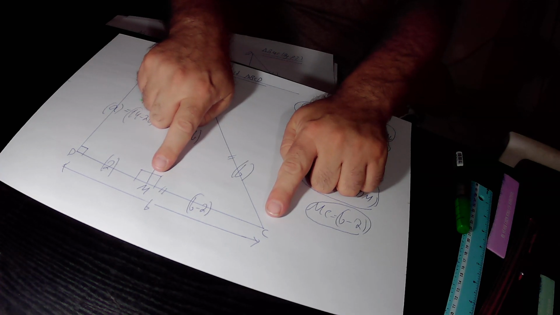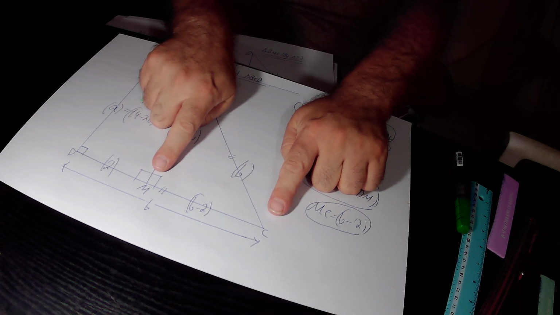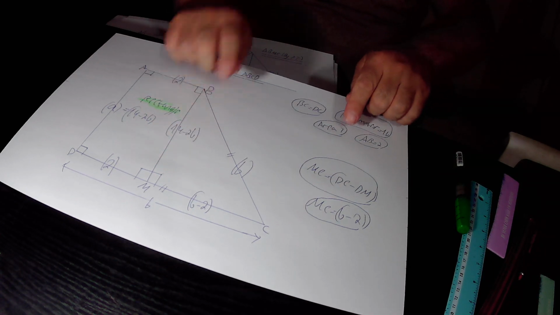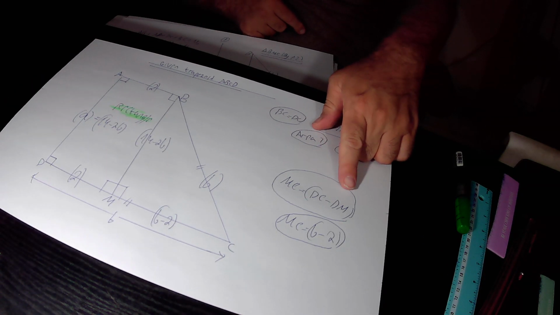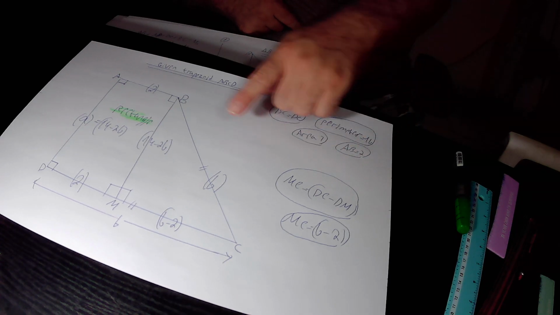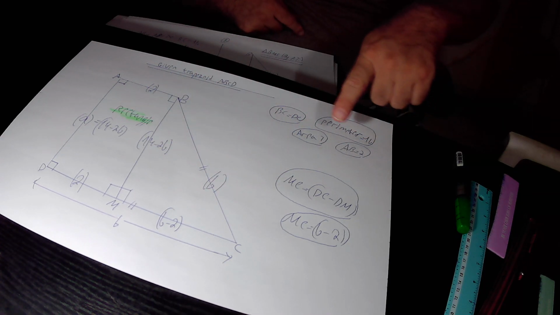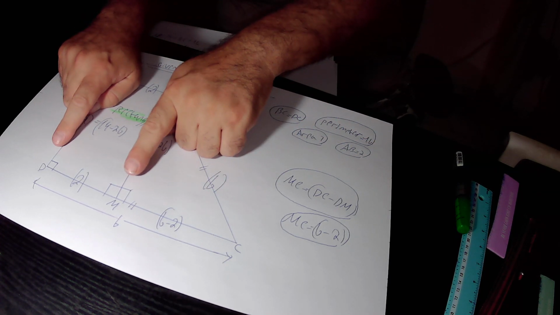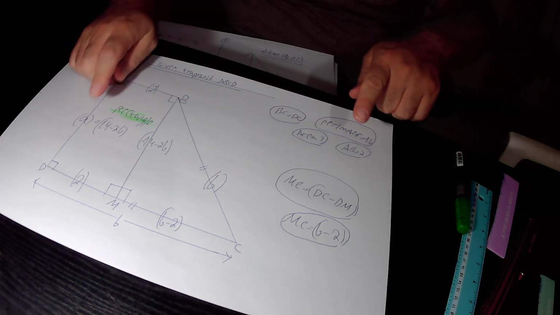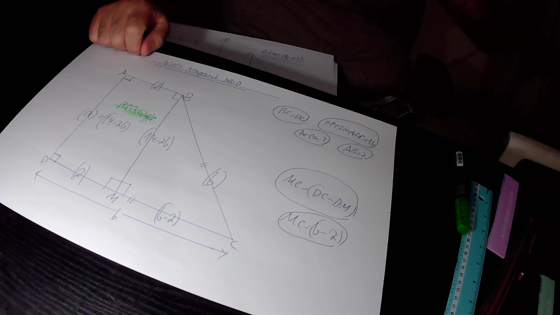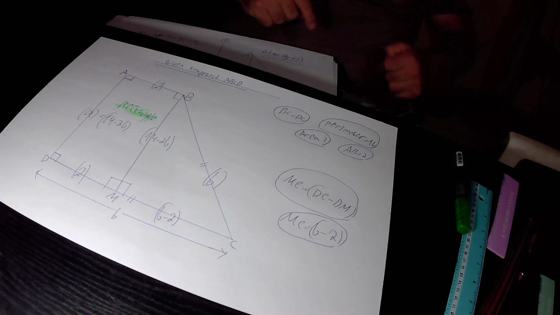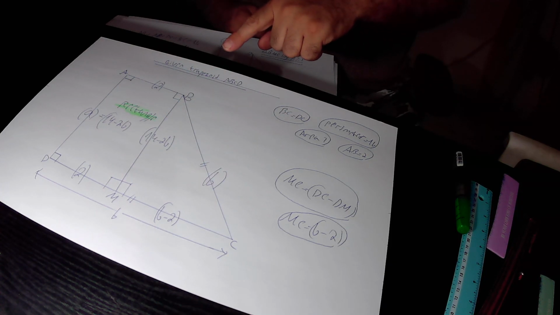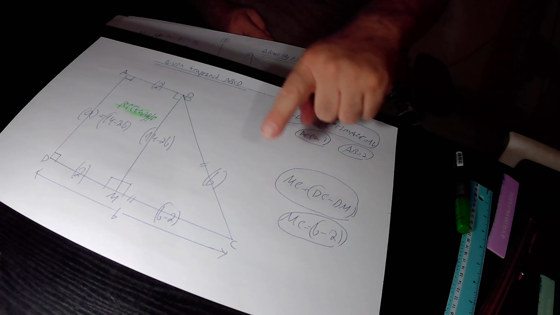From the drawing it is very easy to see that MC equals DC minus DM. So MC equals DC minus MD. DC is B according to our definition, and DM we just found out equals 2. So in total, MC equals B minus 2. According to our definition, BC equals B.